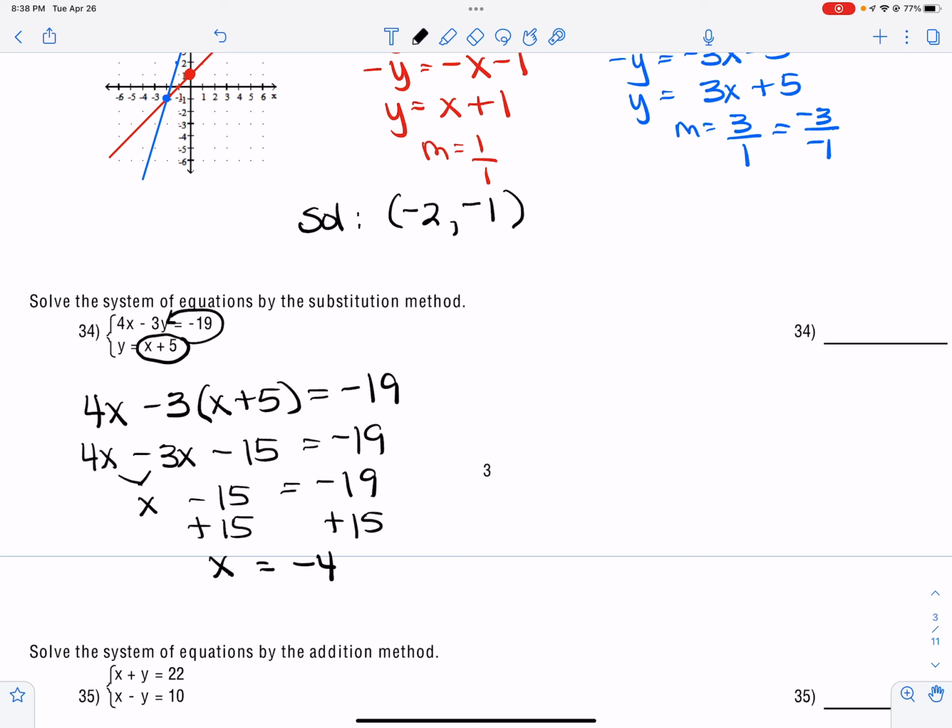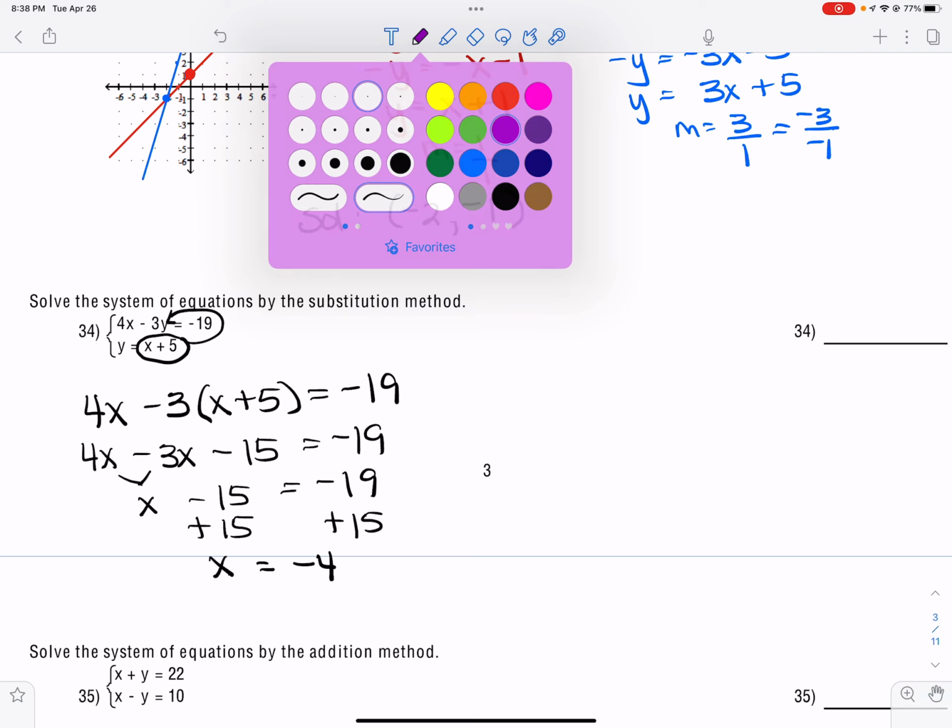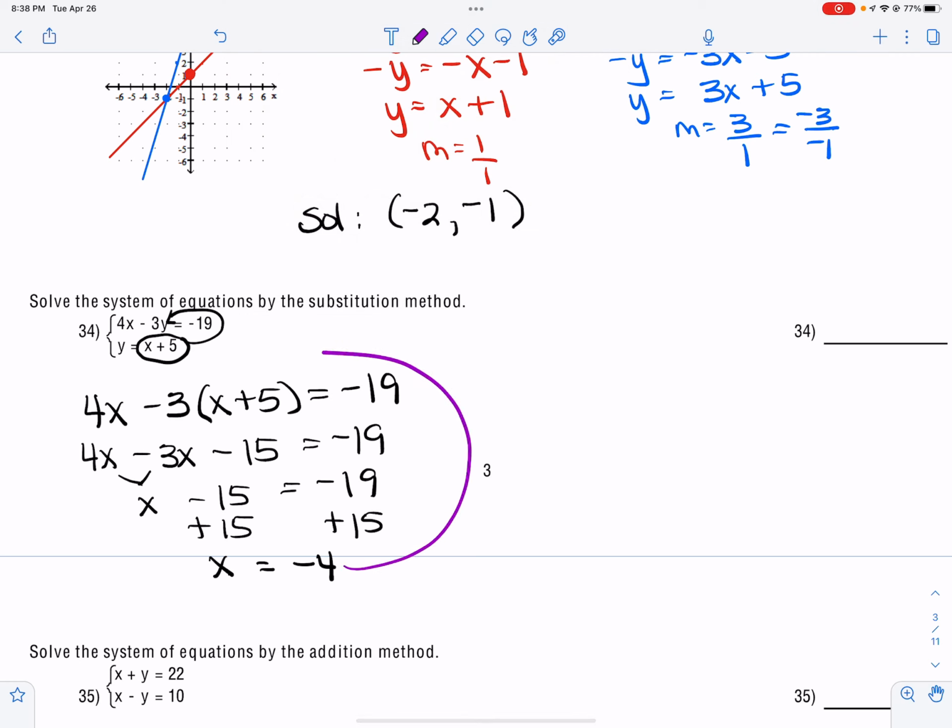And once I know what x is, then I take that value and I substitute it into here so that I get y is equal to negative 4 plus 5, which is 1. So we write our solution as an ordered pair with x first and y second.